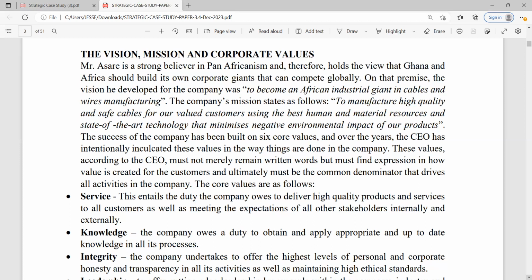So we've been told the vision, we've been told the mission, now we are moving on to the values. The CEO has intentionally inculcated these values in the way things are done in the company, right? So we are looking at the culture of the company here. These values, according to the CEO, must not merely remain written words, but must find expression in how value is created for customers, and ultimately must be the common denominator that drives all activities in the company, right?